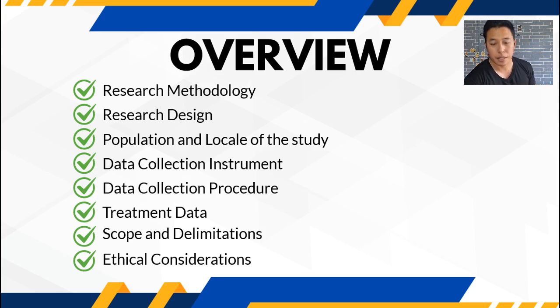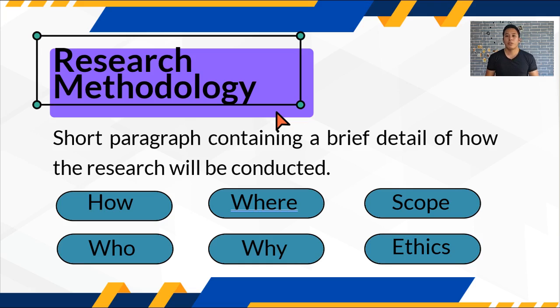So first things first. To begin chapter 2 of your research, which is the research methodology chapter, here you are going to write a short paragraph containing a brief detail of how you are going to conduct the research, which answers the question how. Here you are going to provide a short description as to how you are going to conduct the study.